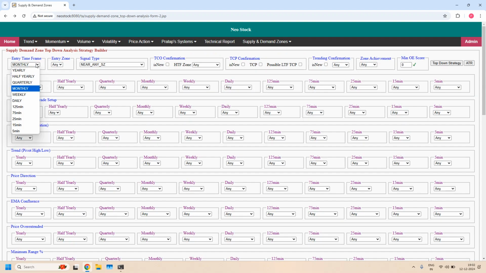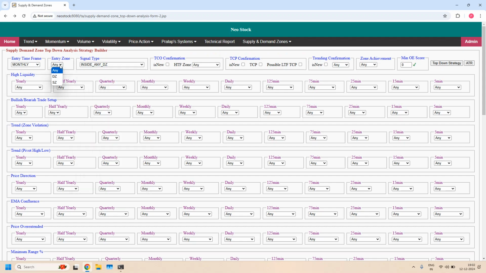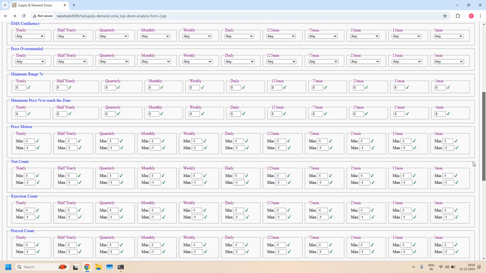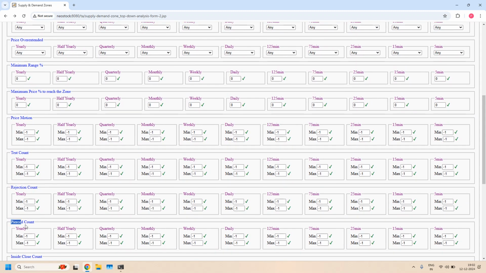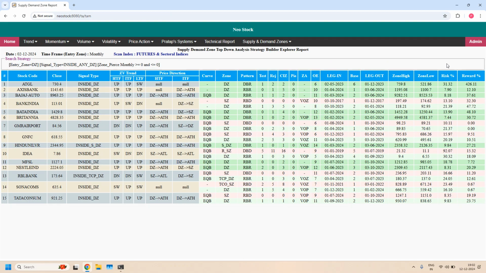Next, monthly time frame, price closed inside the monthly demand zone. This monthly demand zone should not be pierced. So in the pierced count column, at monthly time frame, I'm setting minimum value 0, maximum value 0, so that zones won't be pierced. 15 stocks are filtered where price closed inside monthly demand zone.